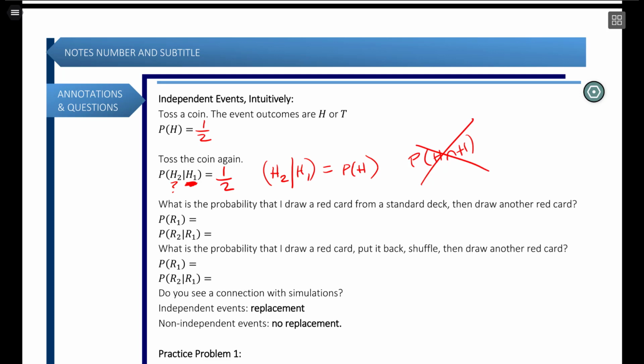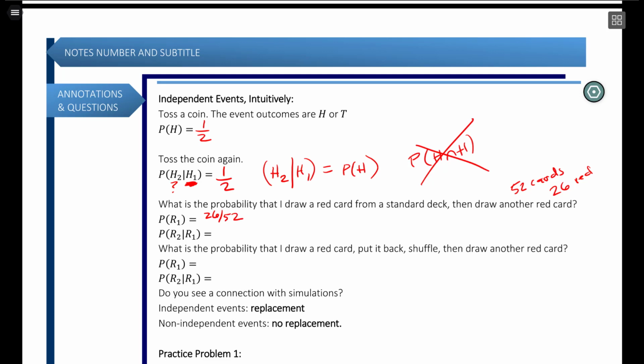Let's look at another example. What is the probability that I draw a red card from a standard deck? There are 52 cards in a deck, and 26 of them, half of them, are red. So what's the probability that we draw one card and it happens to be red? That's 26 out of 52.